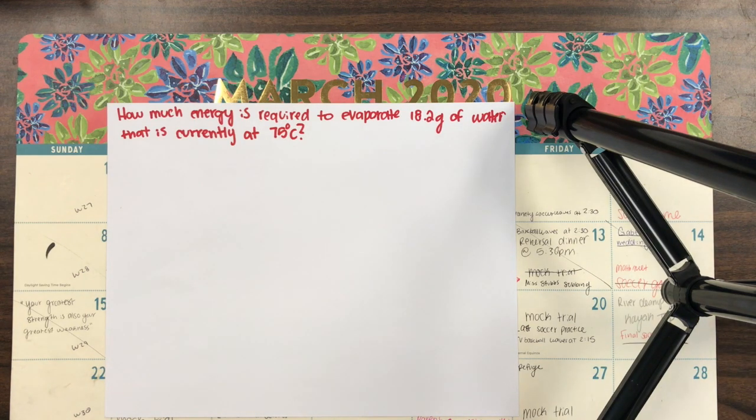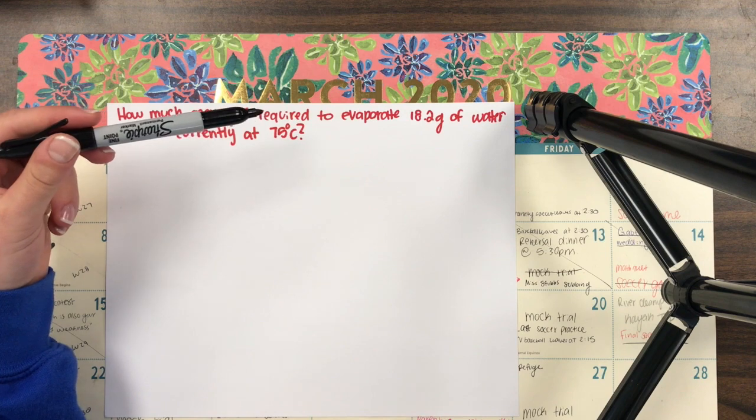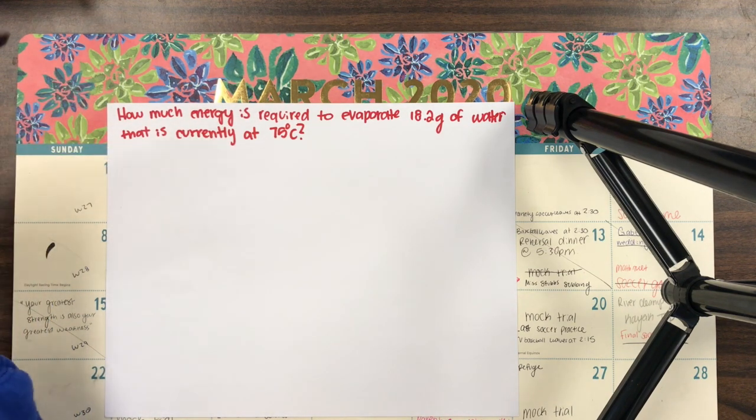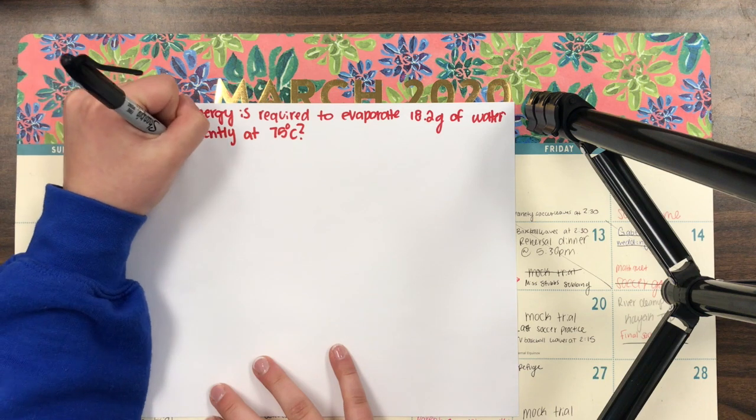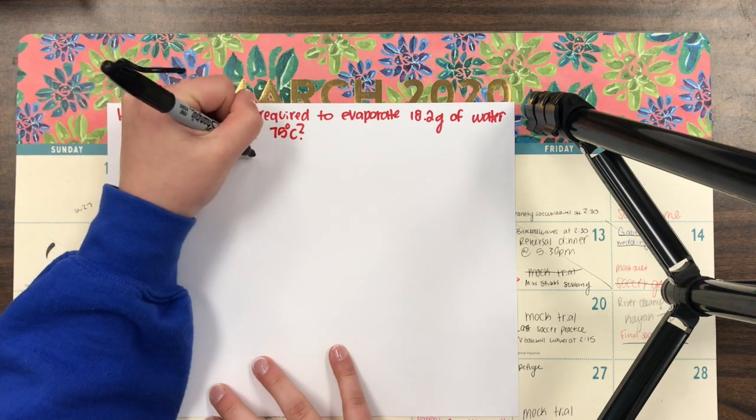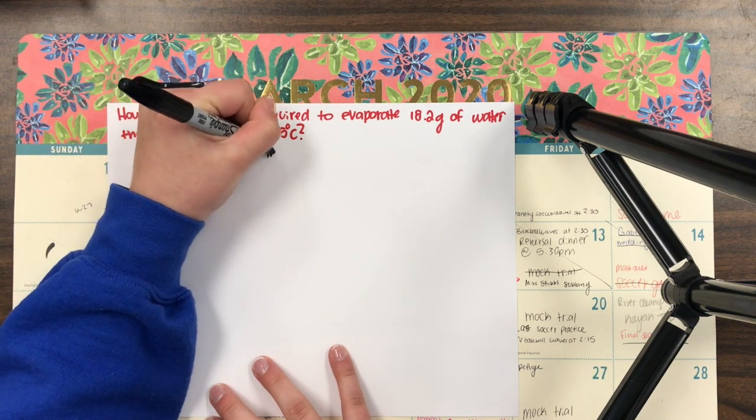This equation is an example of a time that you're going to use both your specific heat and your molar heat of vaporization. So we're going to evaporate this liquid. We started out with liquid, we're turning it into a gas. So that means that we need to use our delta heat of vaporization, and we need to use our Q equals MCAT equation.